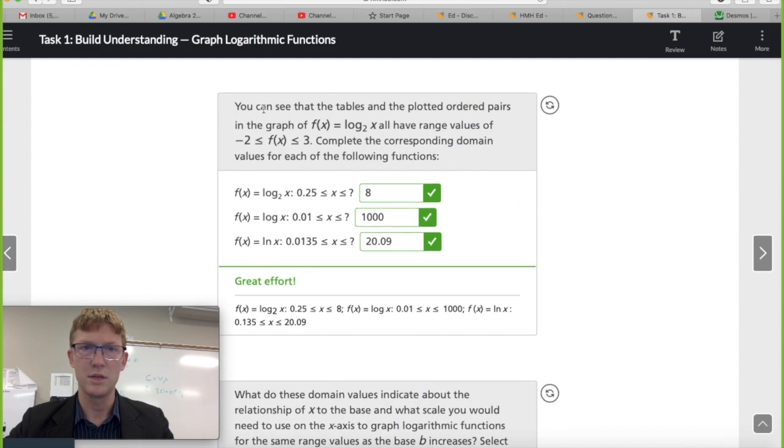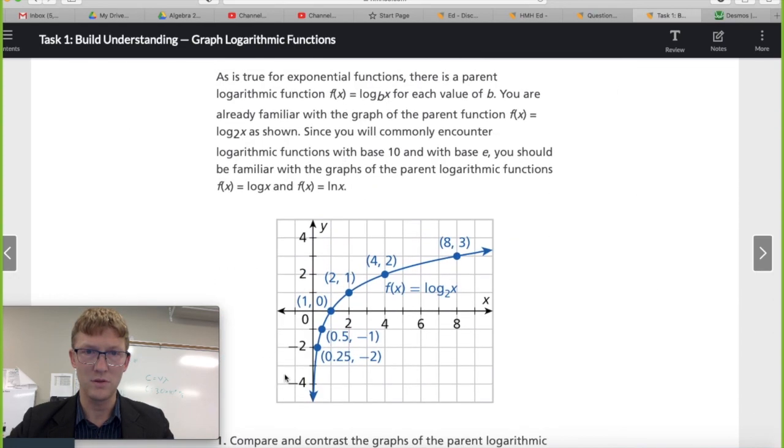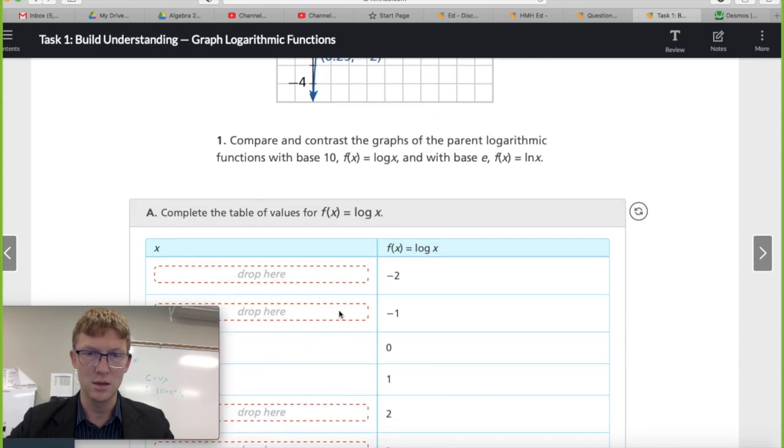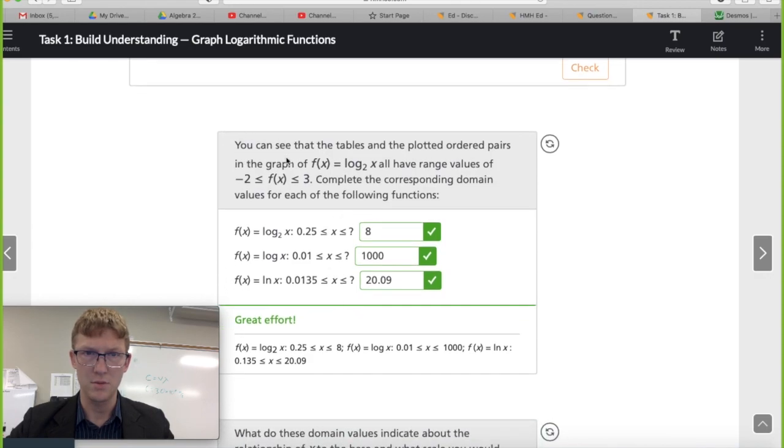This is talking about what you can see from the tables and the plotted ordered pairs of the graph of f of x equals log base 2. That's this one, remember. So we're talking about just the, what were they talking about?